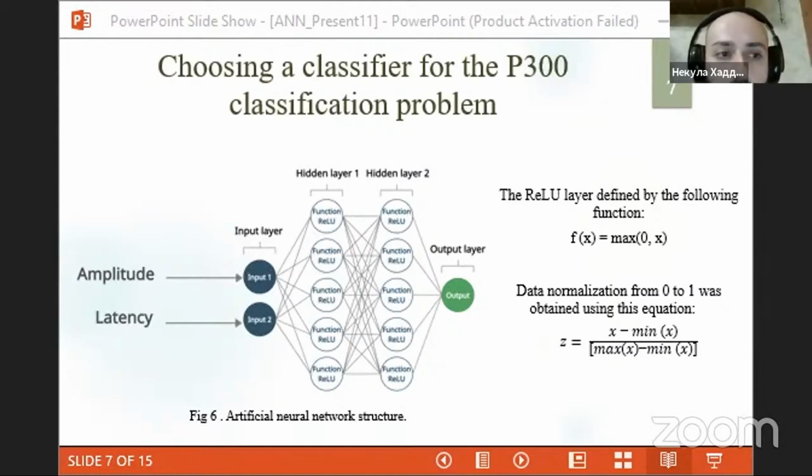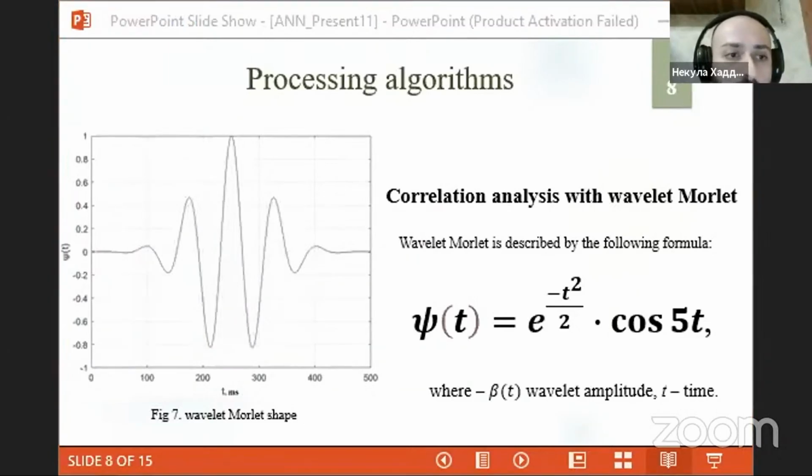The ReLU layer is defined by the following function. Before the classification process, data normalization from 0 to 1 was performed using the following equation. Due to the importance of P300 waveform as a main P300 property, the cross-correlation value between EEG signal and wavelet Morlet has been considered as an additional feature for P300, as this value could give us information about the shape of the P300 signal. Cross-correlation has been estimated between P300 and wavelet Morlet because of their similarity in signal waveform.